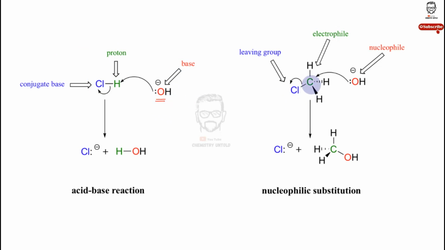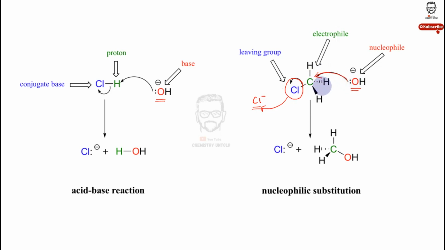On the contrary, let us say I have this molecule, an alkyl halide, methyl chloride, with C, H, H, H and Cl. The Cl here is attached to the carbon, and Cl minus can also be considered a nucleophile. Now OH minus replaces this Cl minus. OH minus will attack this electron deficient carbon.